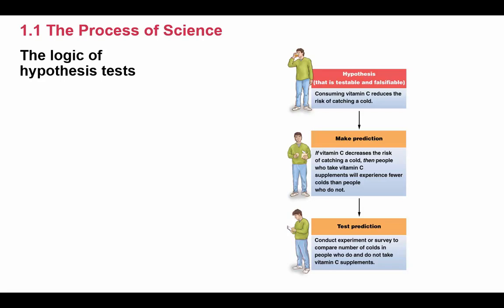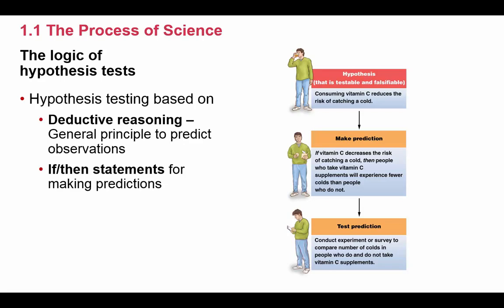Look over here on the side. First of all, there's two ways of coming up with a hypothesis. One is to use inductive reasoning. The other one, of course, is deductive reasoning. This is using deductive reasoning. Consuming vitamin C reduces the risk of catching a cold. Remember, that's our hypothesis.